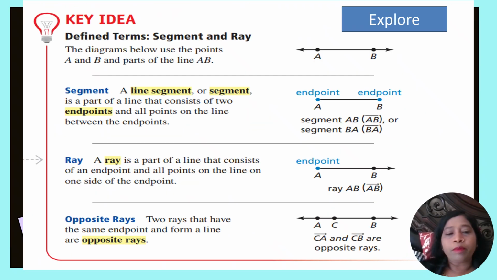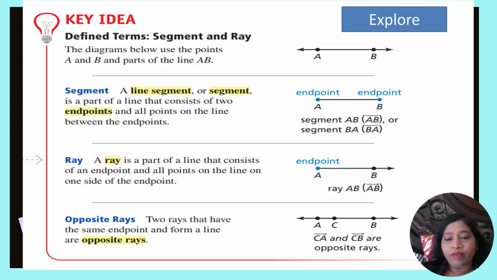And we are going to learn about some defined terms, that is segment and ray. The diagrams below use the points A and B, parts of the line AB. Segment: a line segment or segment is a part of a line that consists of 2 endpoints and all points of the line between the endpoints. Like you have an endpoint A and endpoint B. And it is denoted by writing AB with a single line on top, or segment BA.